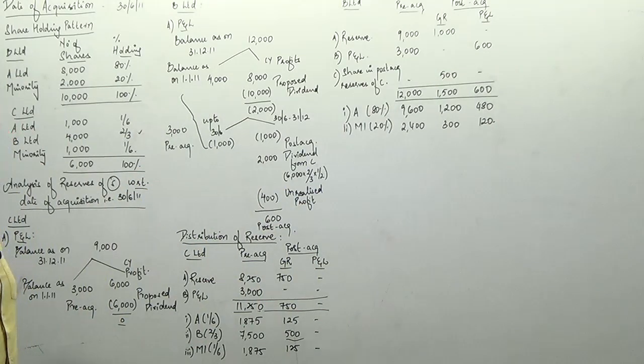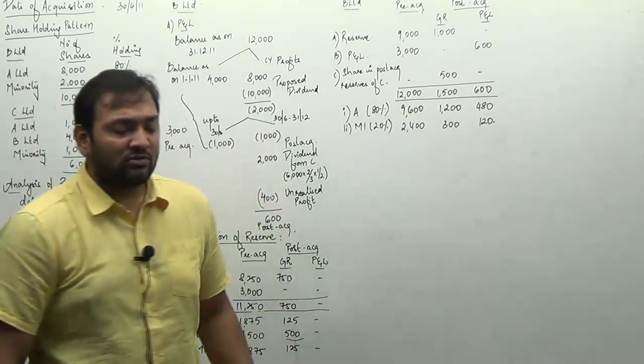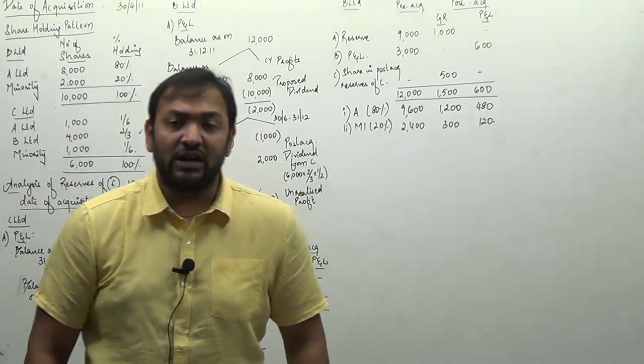Once we are done with the distribution, you can go for your cost of control. You will have three columns in cost of control: A and B, A and C, and also B and C. And the deduction of pre-acquisition dividend becomes compulsory because there is a pre-acquisition dividend. You need to deduct it.